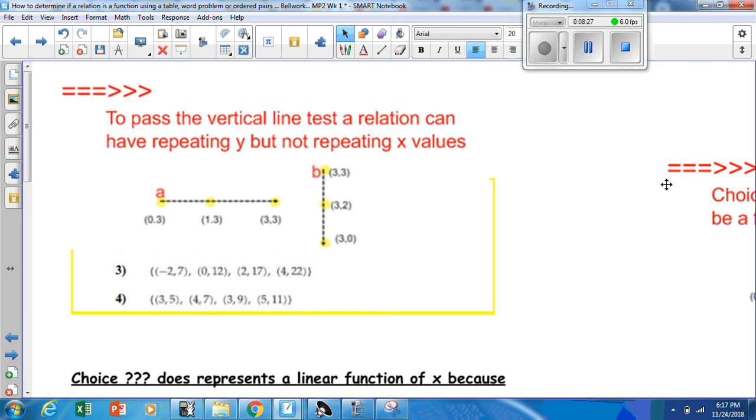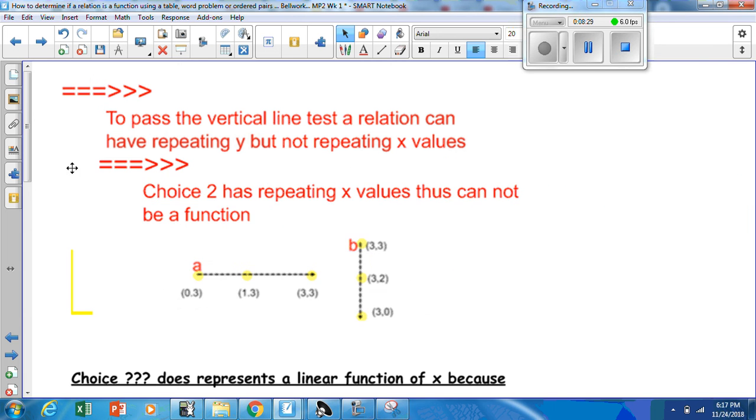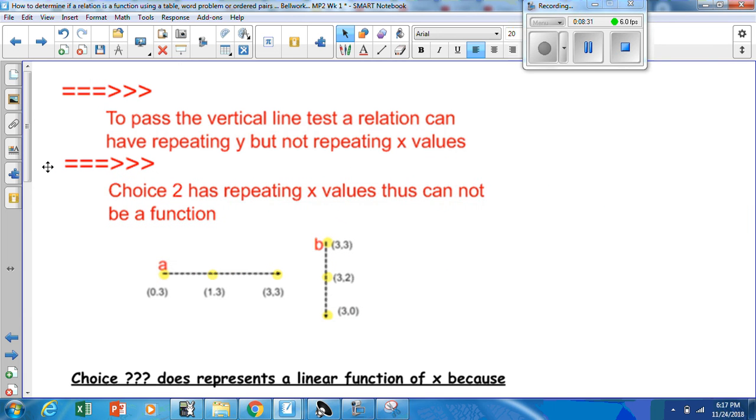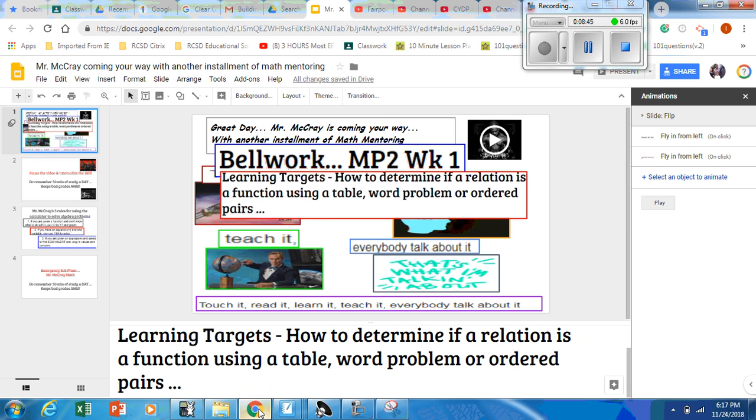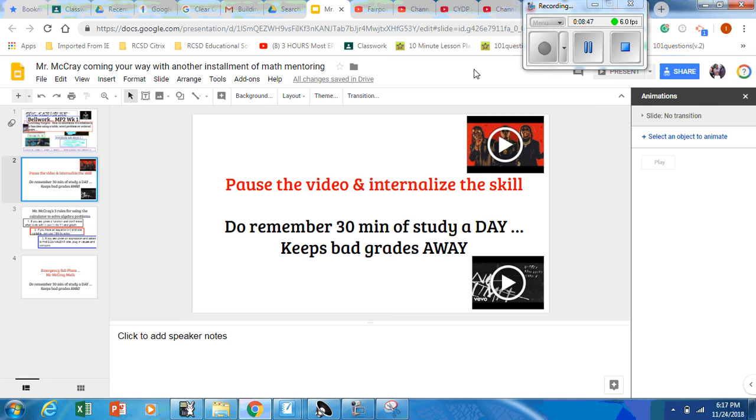So repeating y's will help us, and repeating x's won't. Based on that, choice 2 has repeating x values, thus cannot be a function. So choice 2 does not represent a linear function because it has repeating x values. All right, easy peasy, easy peasy.